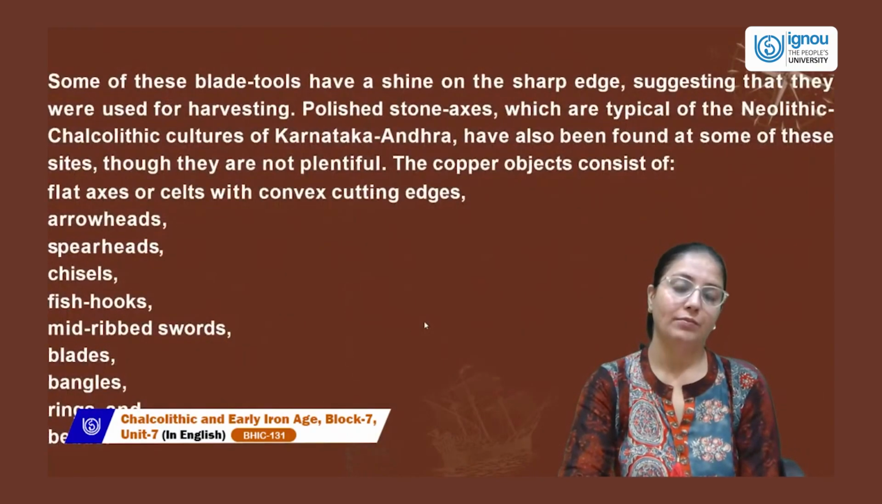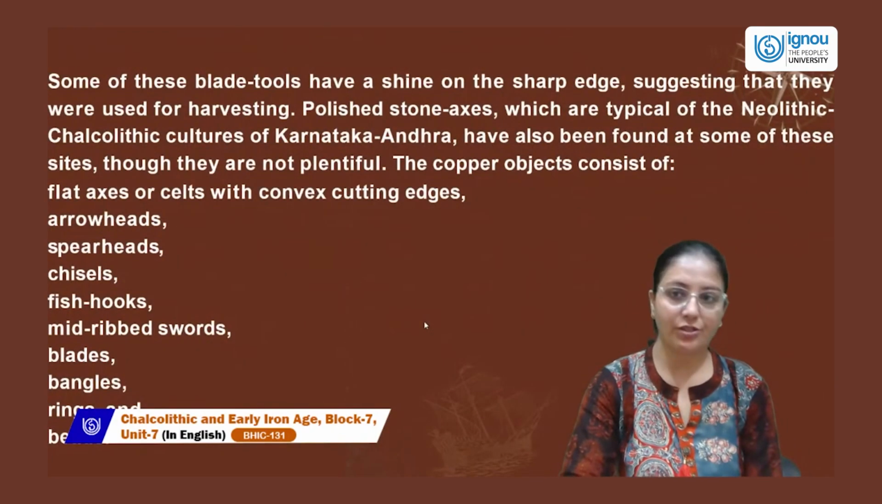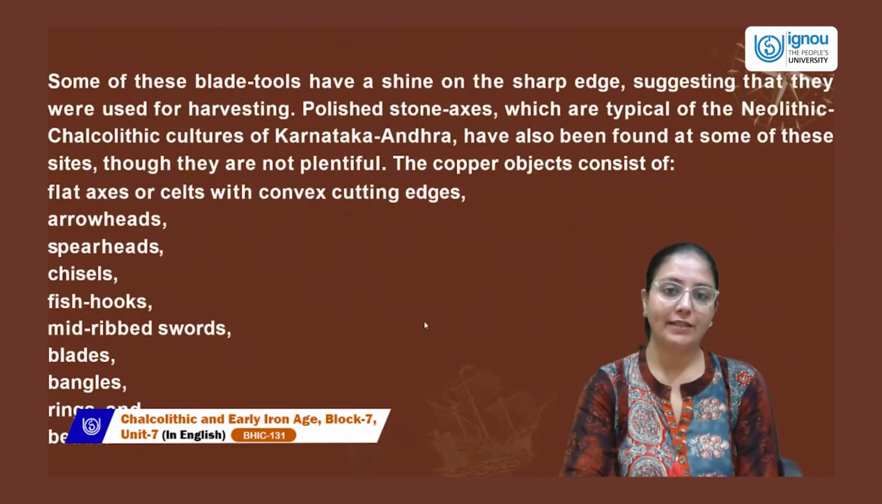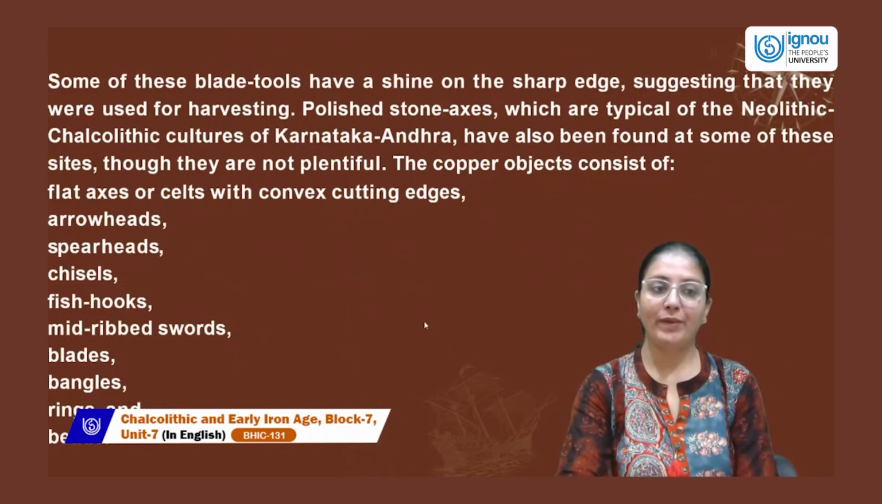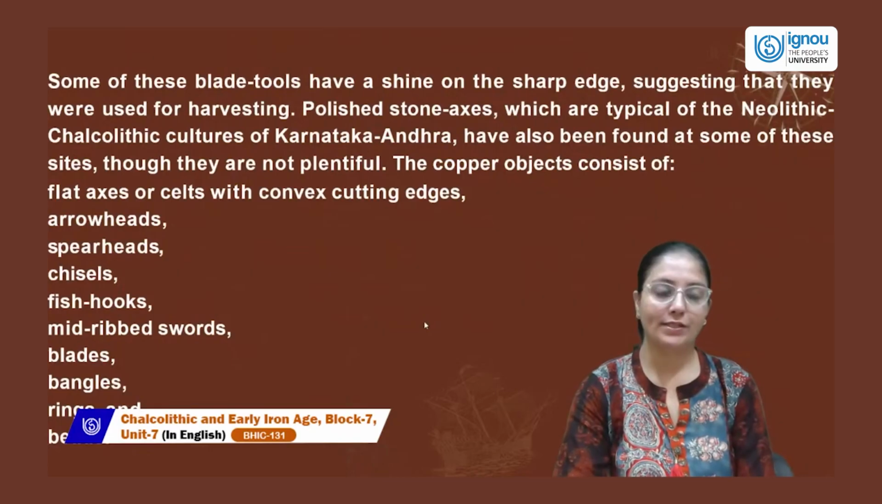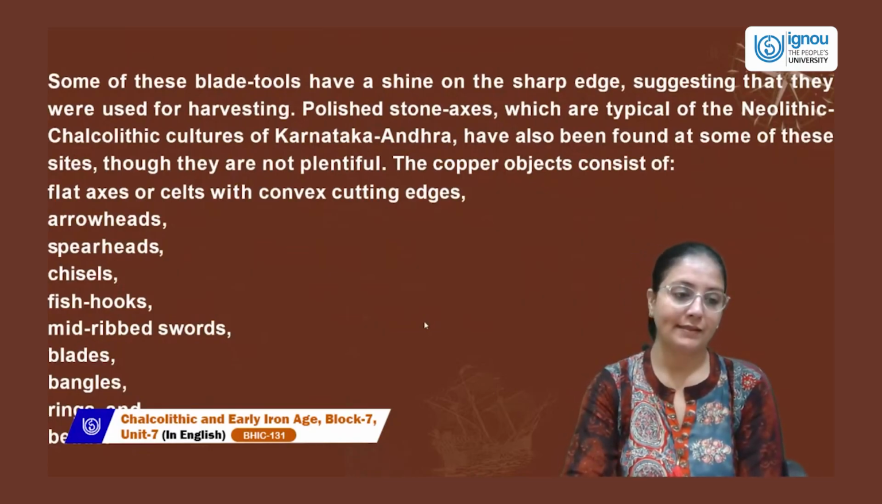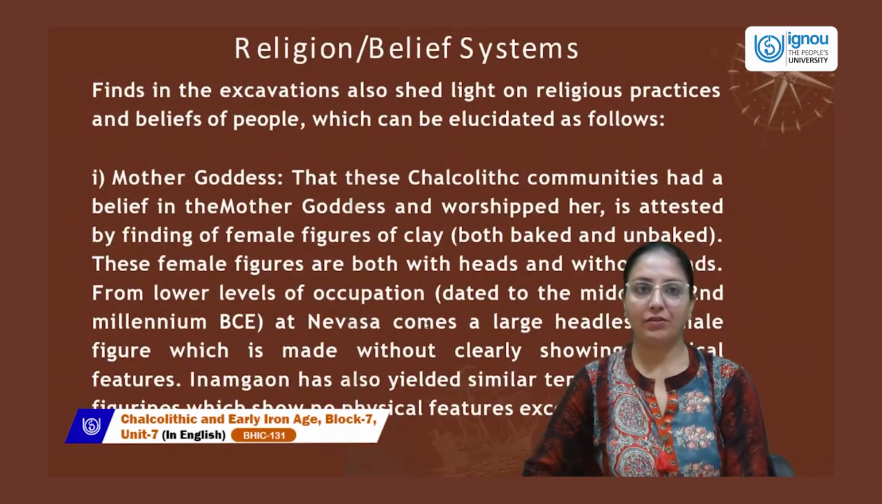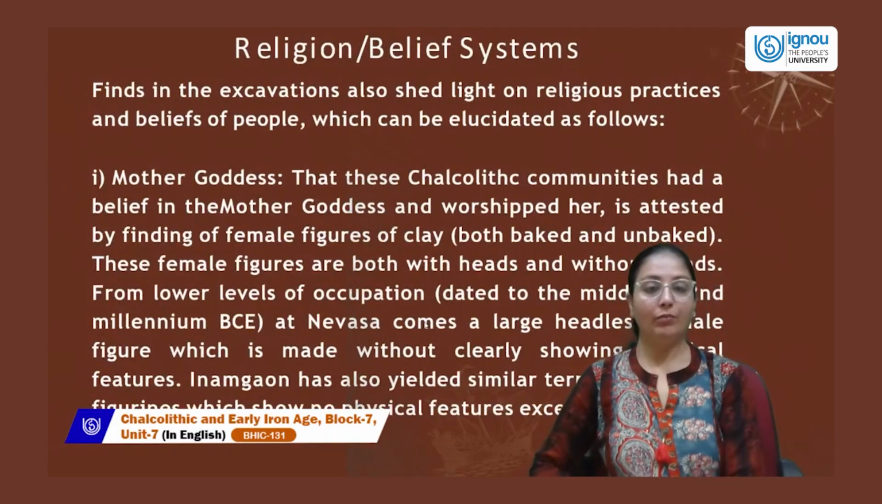The copper objects which they used consist of flat axes, celts with convex cutting edges, arrowheads, spearheads, chisels, fish hooks, mid-ribbed swords, blades, bangles, rings, and beads, etc. They were using these. The belief system, religious system, mother goddess.